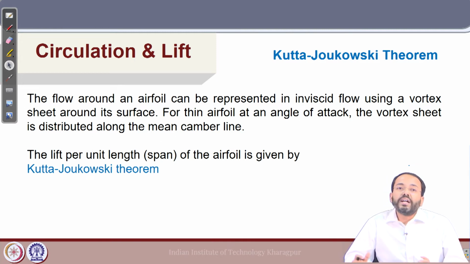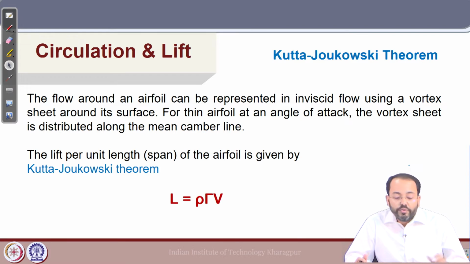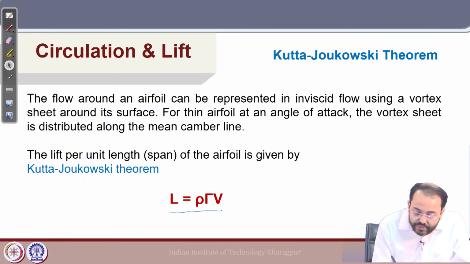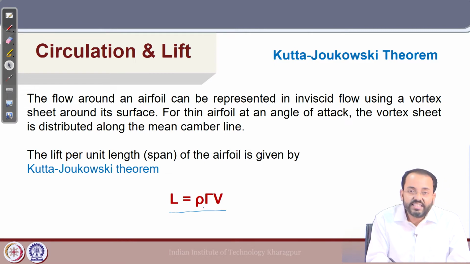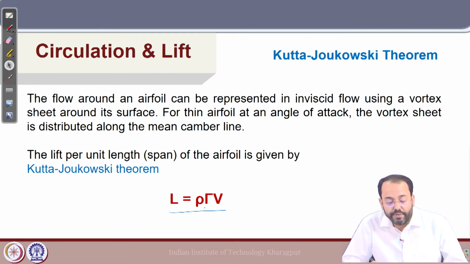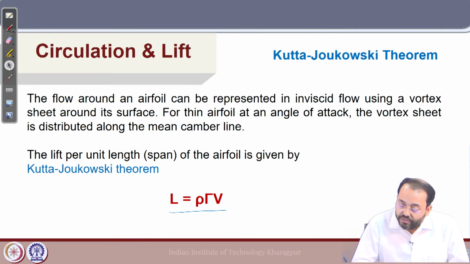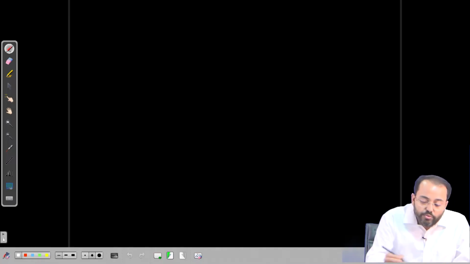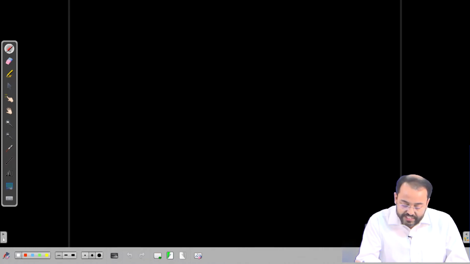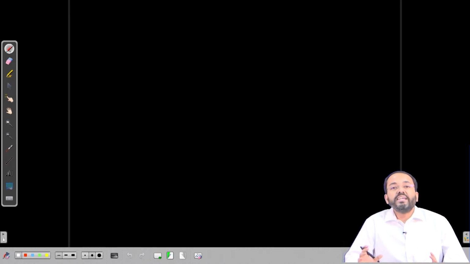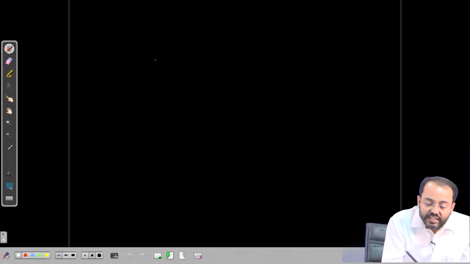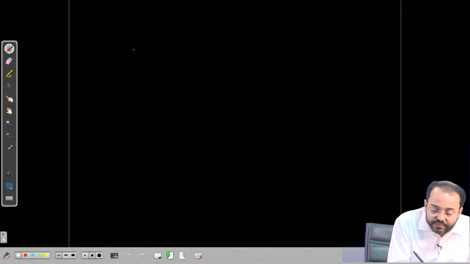Now, the lift per unit span of an airfoil is given by Kutta-Joukowski's theorem, which is given by this equation. So, the lift L is given by the multiplication of rho, the circulation and the velocity. We will try to use a very simple way of explanation of Kutta-Joukowski's theorem using a 2D airfoil section.